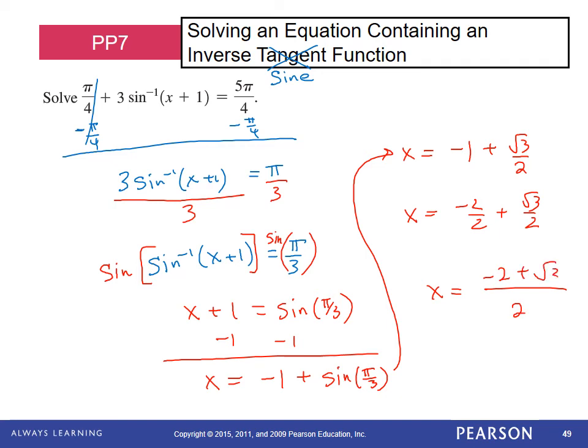How about common denominators? Negative 2 over 2. And we got ourselves 2 on the bottom, negative 2 plus root 3, or square root of 3 minus 2 over 2. Whichever way you write it, totally fine by me. Both answers will work just fine. Okay, good there.